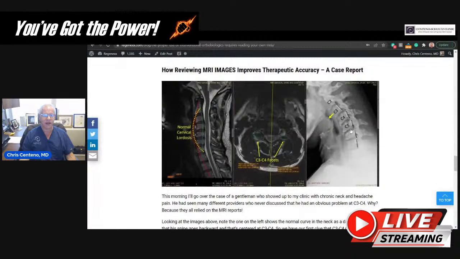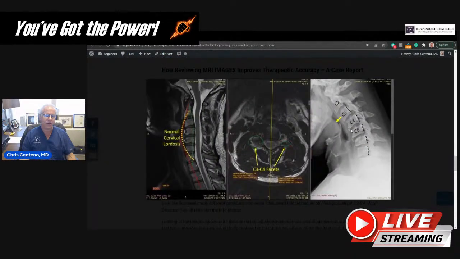This is a patient who came in this last week, and no one really knew what was going on with the neck. This person had seen lots of different physicians, and it was a good example of how to read your own imaging and how that determines what you're going to do in a patient.